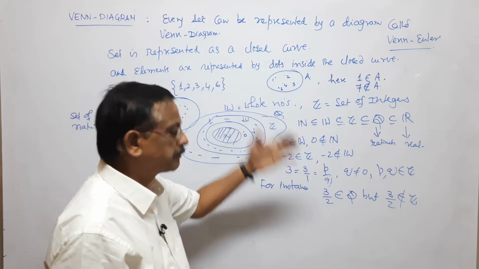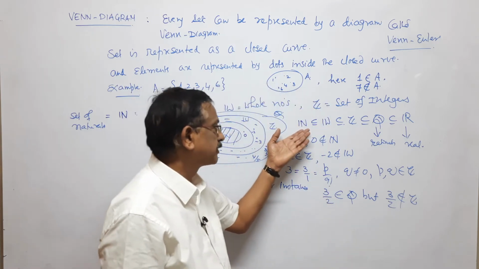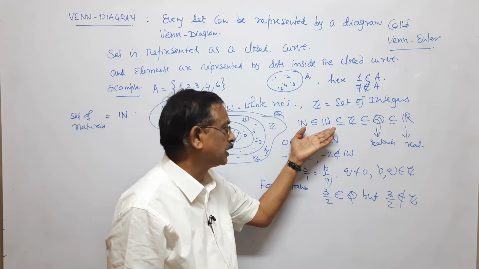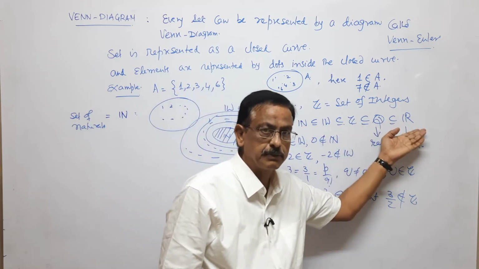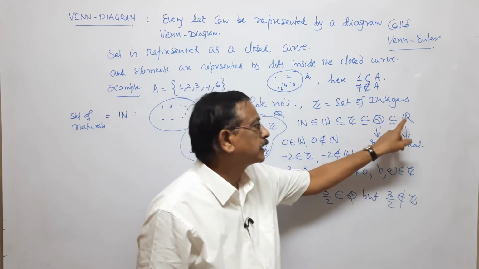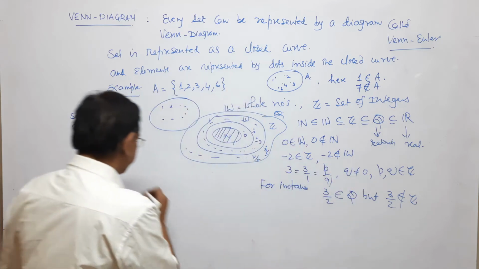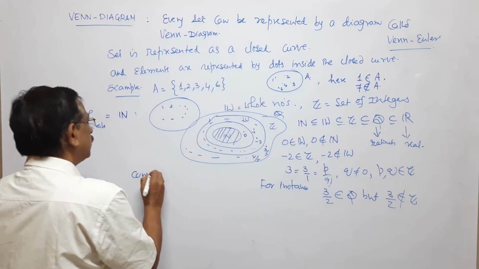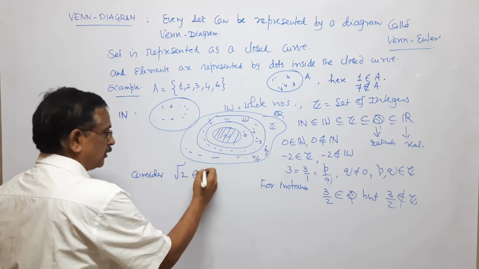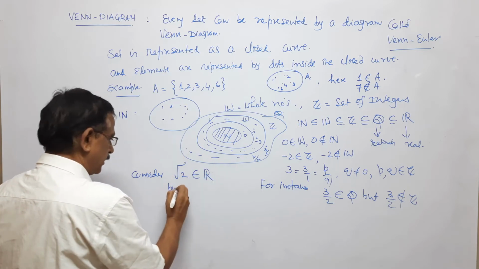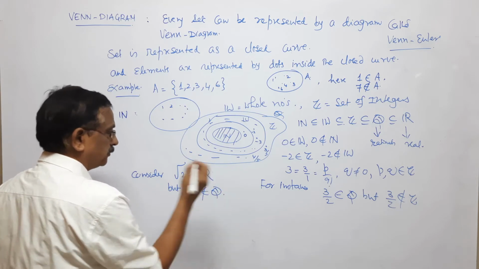This is a simple observation using Venn diagram. And the simple observation is every natural number is a whole number, is an integer, every integer is a rational number, every rational number is a real number. Can you talk about a number which is a real number but not rational? Simple. Consider root 2. It is irrational, so it is a real number, but root 2 is not in Q.